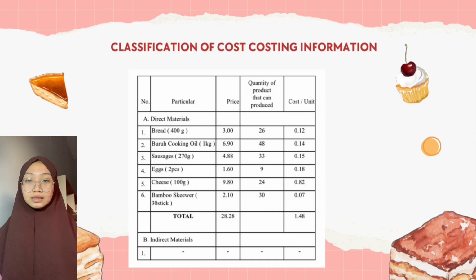So this is the example for our direct material. Firstly, we have 400 gram of bread. Secondly, 1 kilogram of cooking oil. Thirdly, 270 gram of sausages. Fourth, 2 pieces of eggs. Fifth, 100 gram of cheese. And lastly, 30 sticks of bamboo skewer. Unfortunately, we don't have indirect material, so the total for our price is 28 ringgit 29 cent, and our total for cost per unit is 1 ringgit 48 cent.